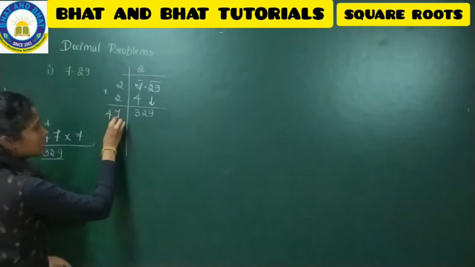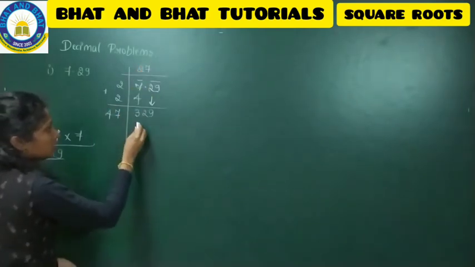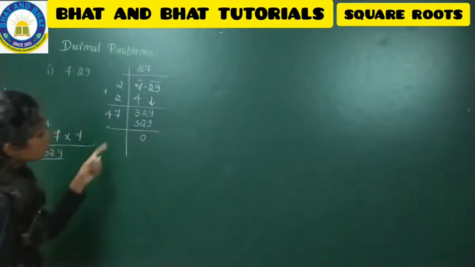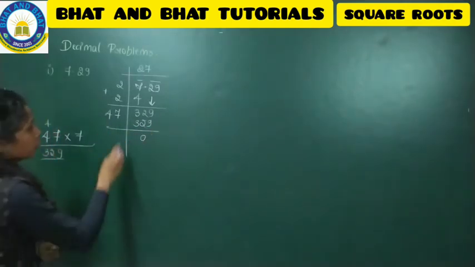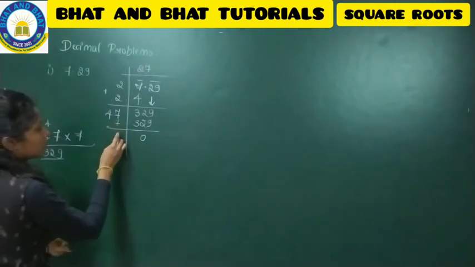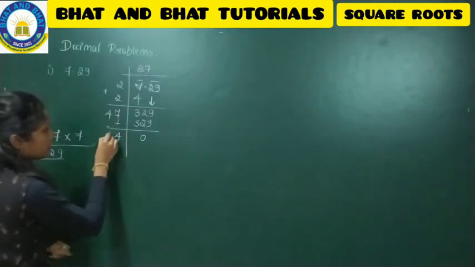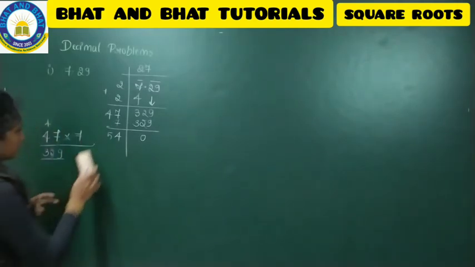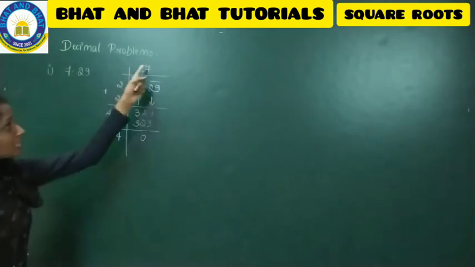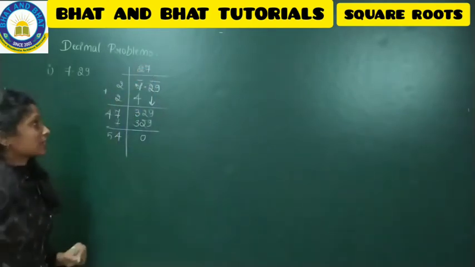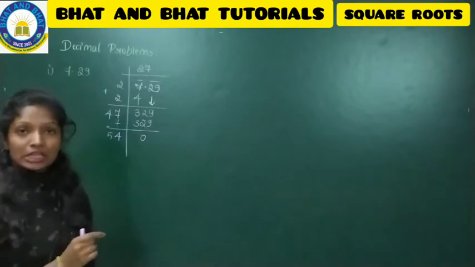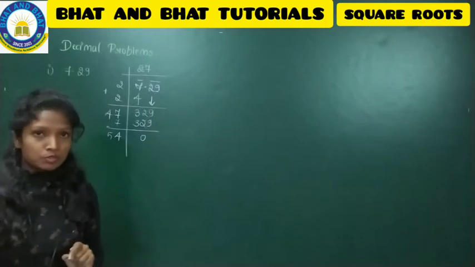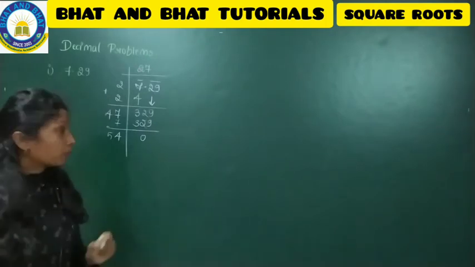Right, 47 sevens are 329 and the remainder is 0. So no need to write 7 here. If you write 7 also, you can add 7 plus 7, 14, 4 plus 1, 54 it will be. But if you want, you can, or else no need of doing that. So now, what is the answer you have got here? 27. But the thing is, you have to put the decimal point, and the question arises where you have to keep the decimal point.